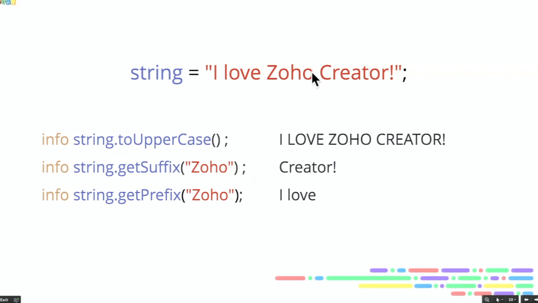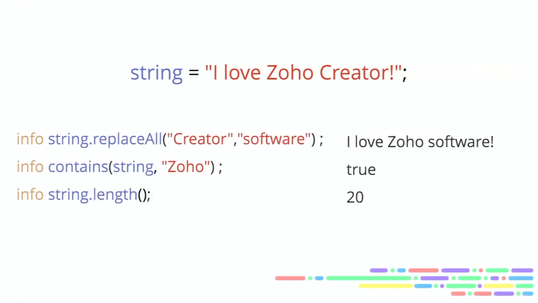So it'll give me everything after the word Zoho, after the last O ends, everything after that with the exclamation point. And if you get the prefix of Zoho, it gives you I love, and you can't really see the space bar after love, but trust me, it's there. Then you've got a couple more string functions. You can do replacing things. So if I want to replace creator with software, I don't know why you would, but I guess you do. You change the word creator, that's case sensitive, so you change that word, replace it with software, and then you can put it that way.